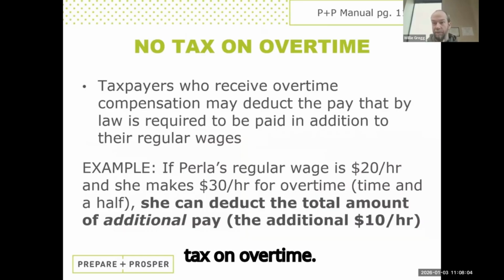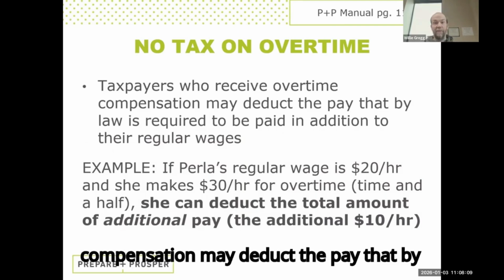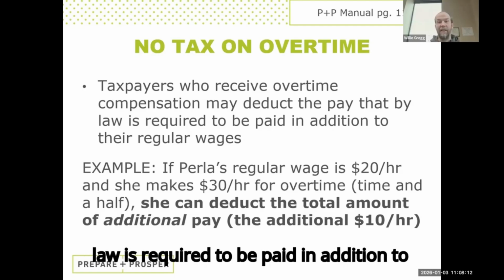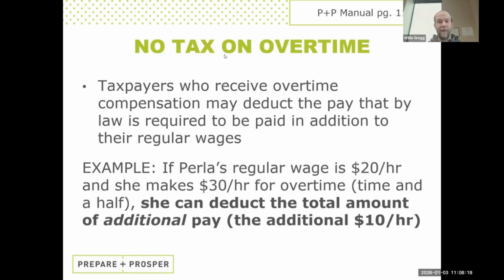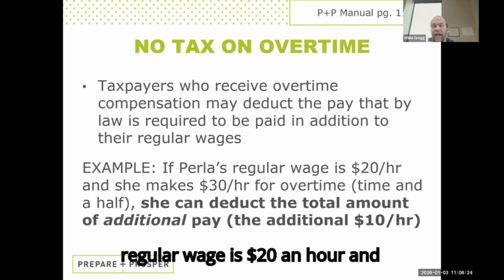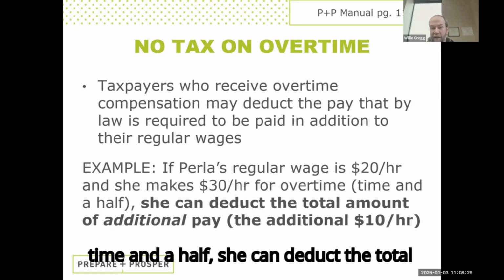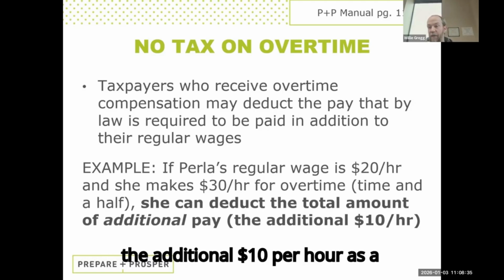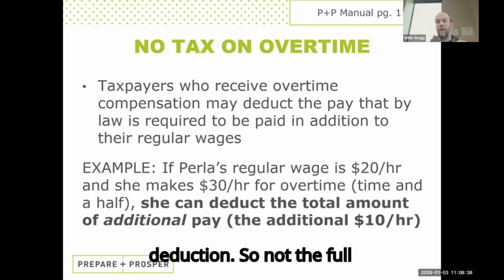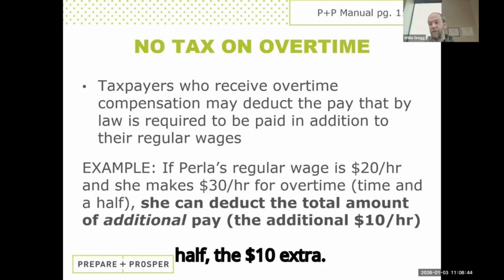No tax on overtime. A taxpayer who's received overtime compensation may deduct the pay that by law is required to be paid in addition to their regular wages. So that is also an important statement there. For an example, if Perla's regular wage is $20 an hour and she makes $30 an hour for overtime, time and a half, she can deduct the total amount of additional pay, which would be the additional $10 per hour as a deduction. So not the full wage, not the $30 per hour, but just the half, the $10 extra.